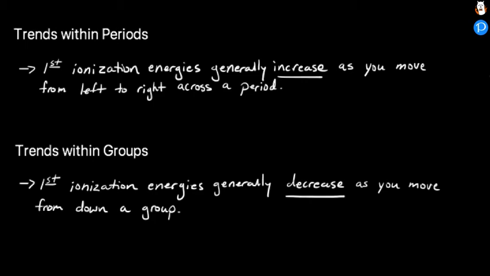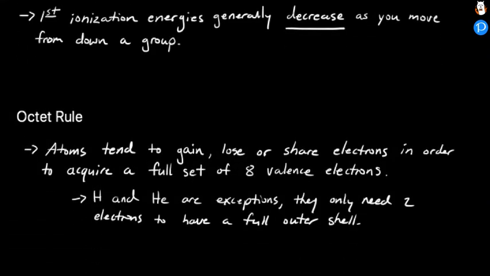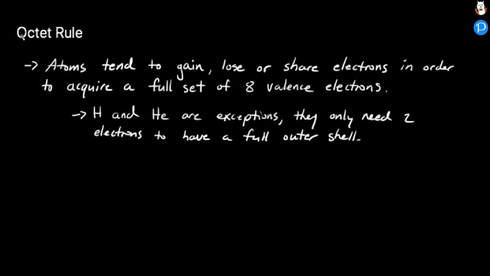And the very last thing here is I just want to make sure that we understand this. The octet rule, we kind of touched on this in last week's video, but I just want to make sure that we understand. The octet rule, the reason why we see all these patterns with ionization energies and ions forming, has to do with this, and it's that atoms tend to gain, lose, or share electrons in order to acquire a full set of 8 valence electrons. Except for hydrogen and helium.